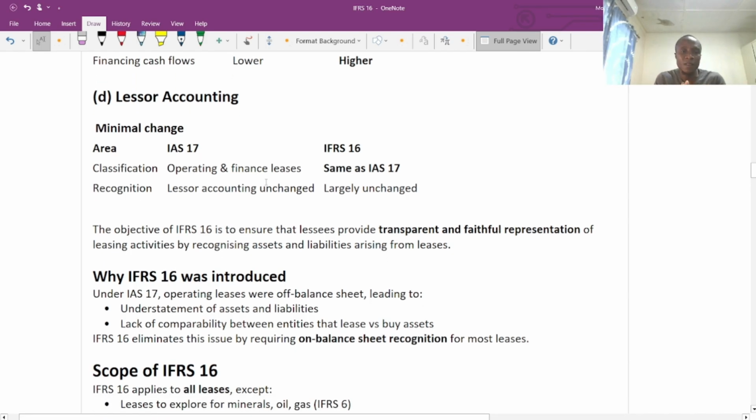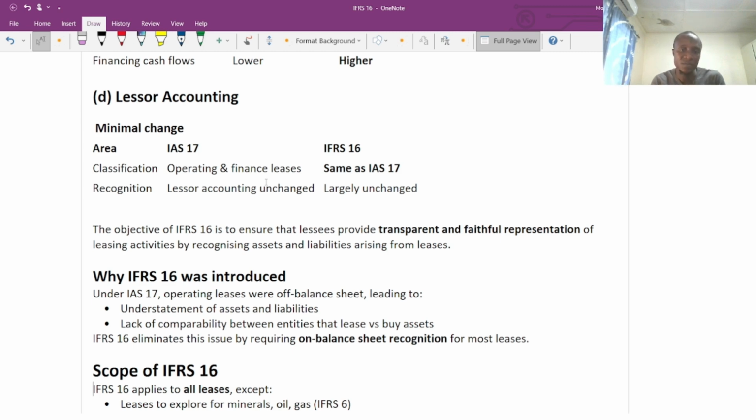Now, let's understand the objective of IFRS 16. The objective of IFRS 16 is to ensure that lessees provide a transparent and faithful representation of leasing activities by recognizing assets and liabilities arising from the leases. So this is the objective. This is the fundamental reason why the International Accounting Standards Board decided to move from IAS 17 to IFRS 16.